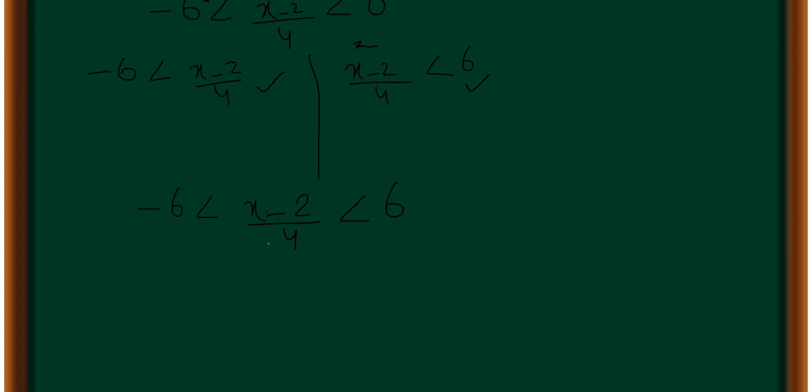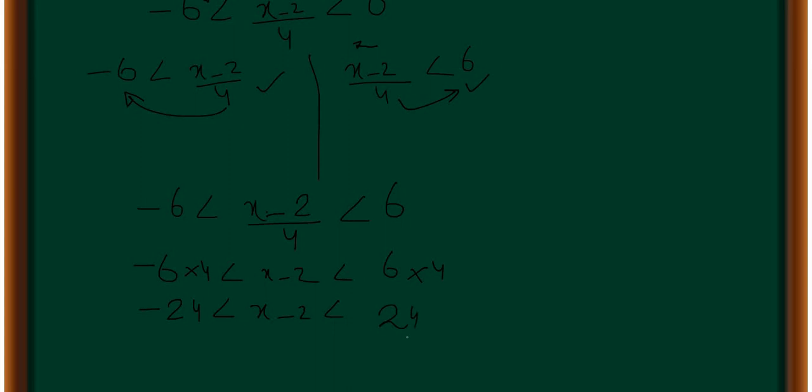Here 4 is dividing, so it will be multiplied on both sides like this. Here the 4 will also multiply here. So here I multiply 4 on both sides. Minus 6 multiplied by 4 less than x minus 2 less than 6 multiplied by 4. Okay, minus 6 multiplied by 4 is equal to minus 24 less than x minus 2 less than plus 24.